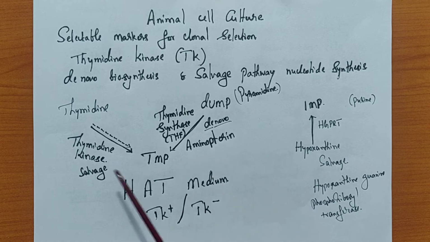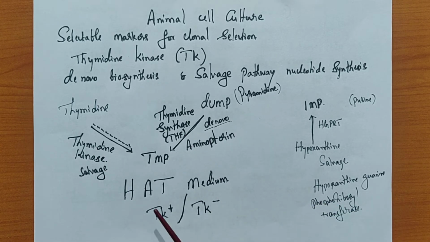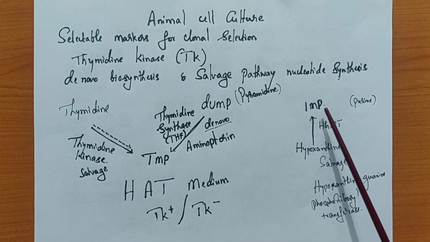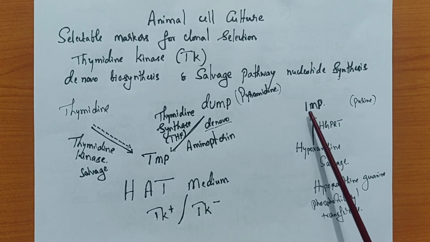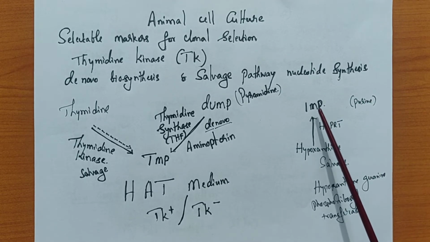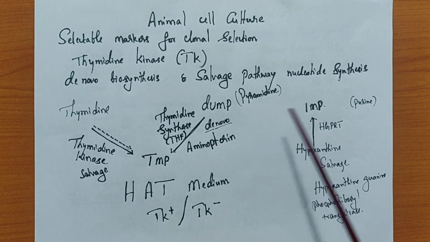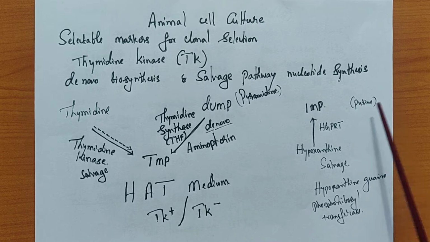I think I will repeat. I think this particular portion is very clear. In the presence of aminopterin, even the synthesis of purine is blocked, IMP synthesis is blocked. So aminopterin will block the synthesis of pyrimidine as well as the synthesis of purine.